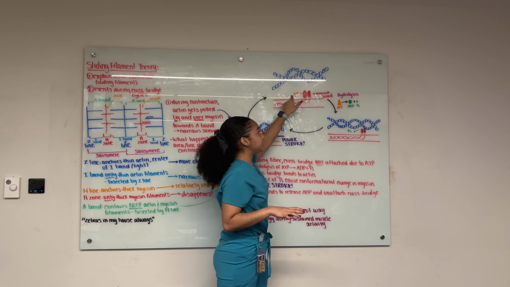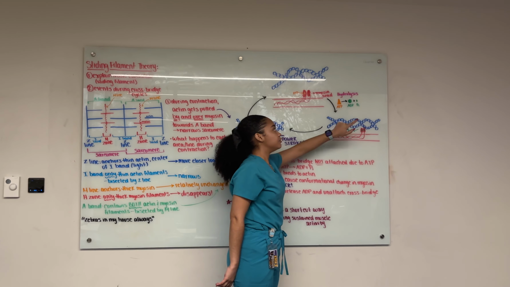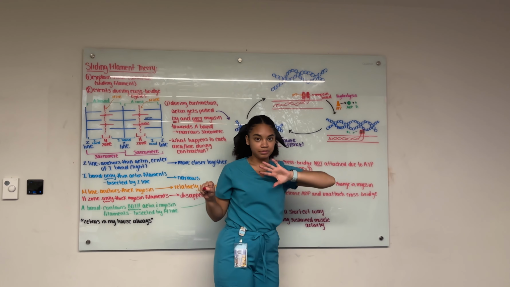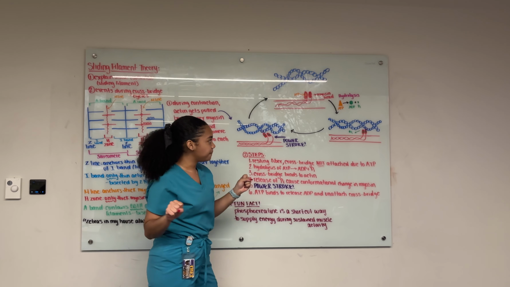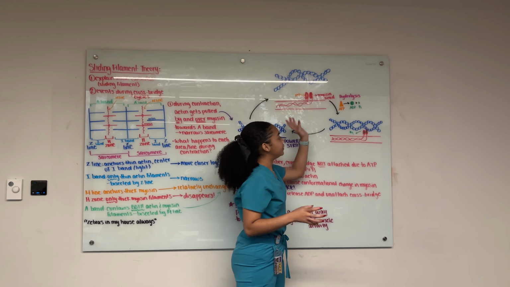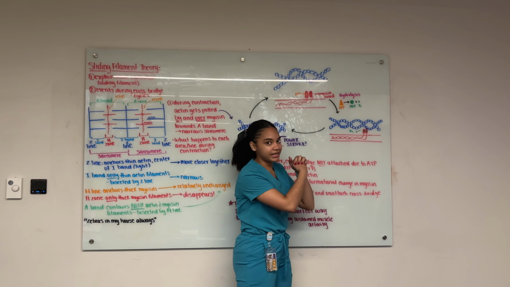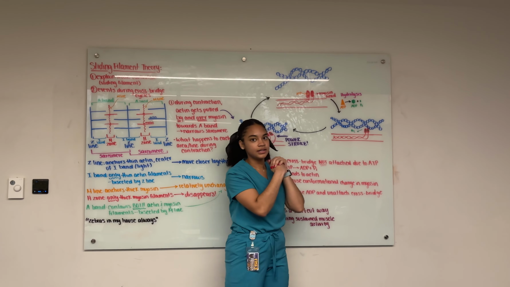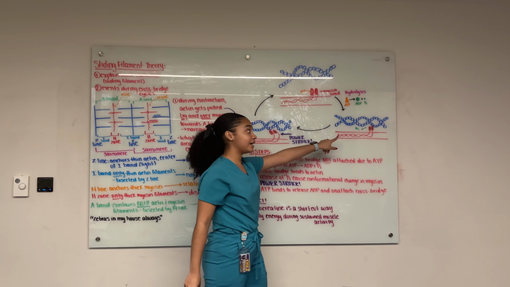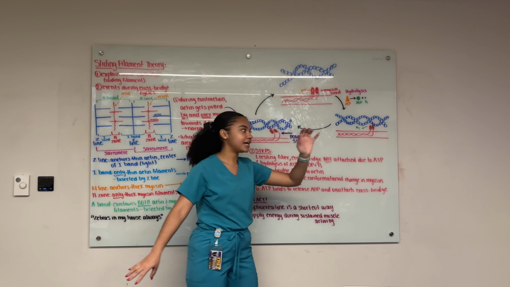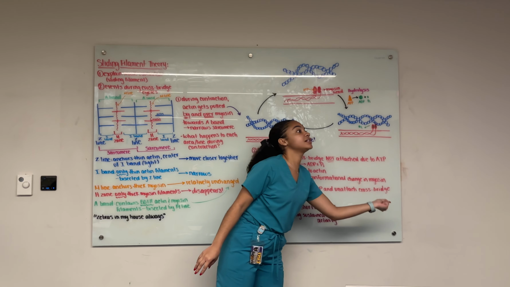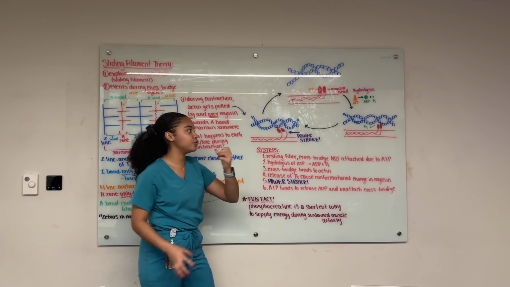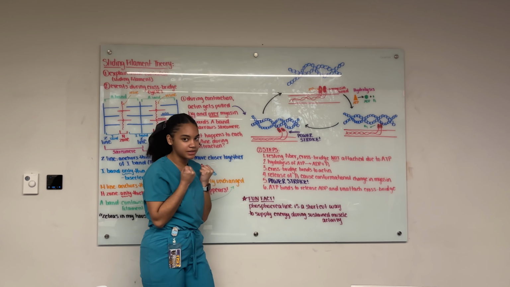But once ATP goes through hydrolysis, which is when it divides into ADP and then inorganic phosphate, that is going to allow the cross bridge to find its binding site and attach to it. Once that inorganic phosphate releases, that's going to tell that cross bridge to create the power stroke, which is going to actually contract that muscle.